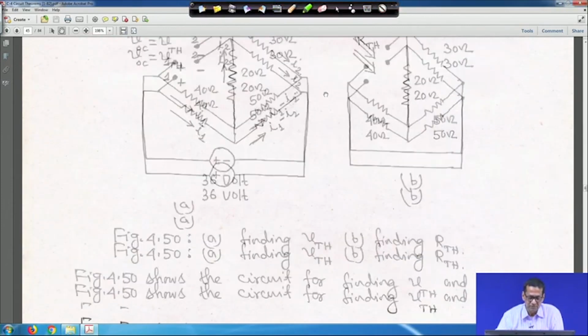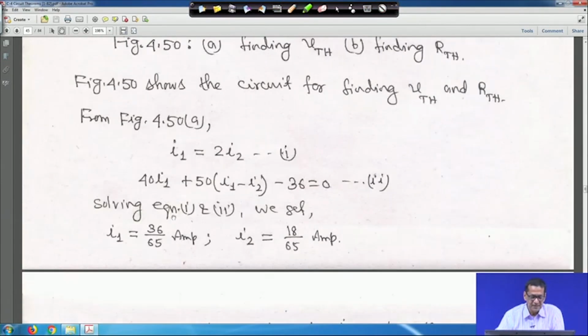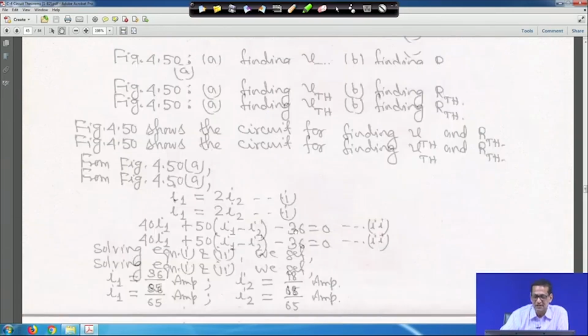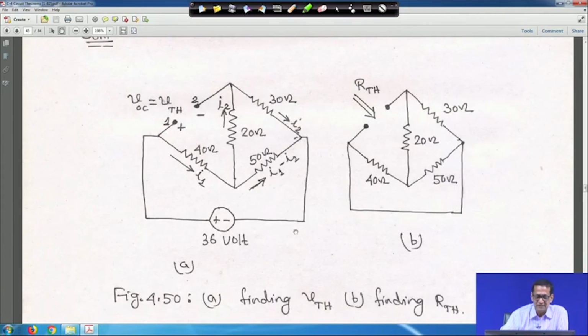So, if you solve the way I told you, I1 is equal to 36 by 65 ampere, and I2 is just I1 by 2. So it is 18 by 65 ampere that you got. Having I1 and I2, you can easily find out what my V Thevenin is.